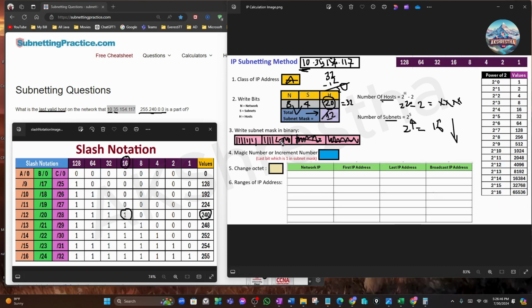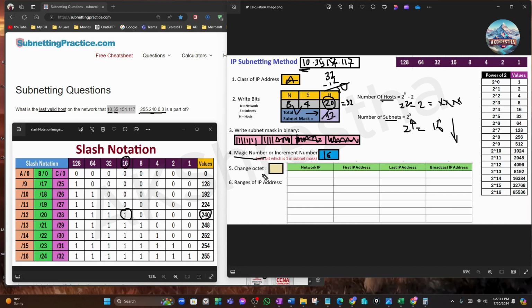1 2 3 4, right? And we already figured out here that 240 means 4 here. 1 2 3 4 is 16, right? So we have to jump 16 to the next subnet, always. The increment is also called the magic number. 16 is our magic number here now.